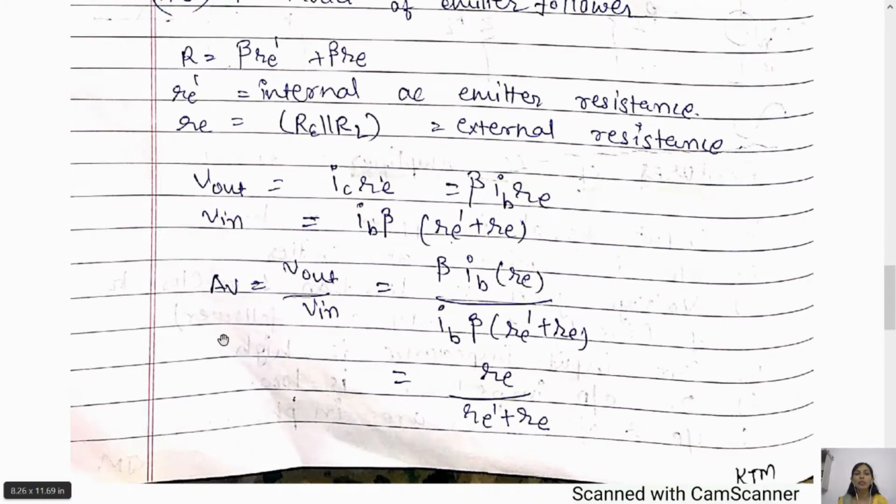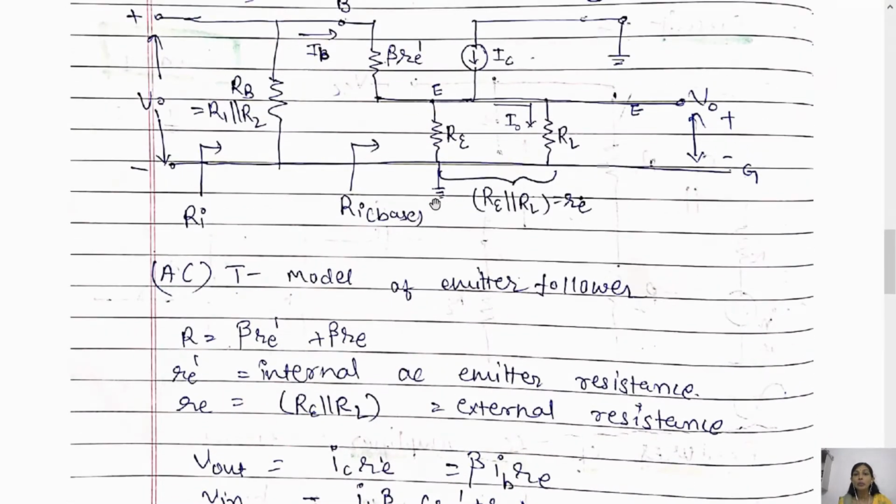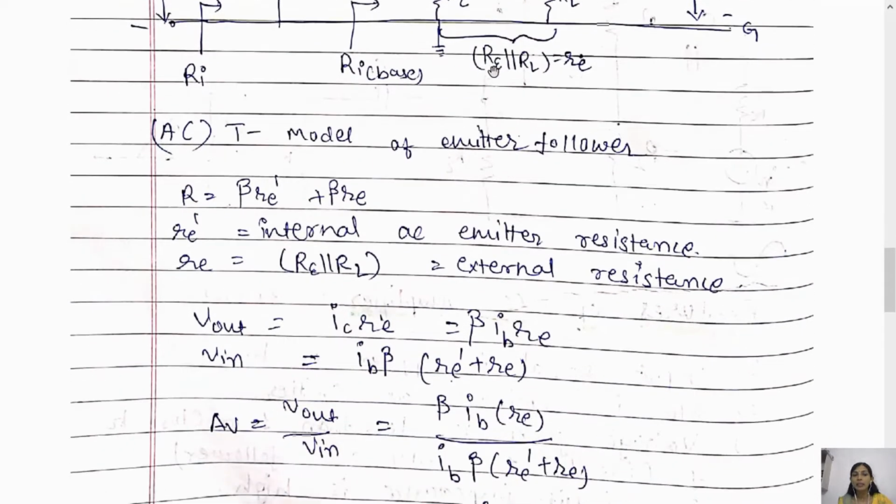Now come to the main point, voltage gain, AV equal to V output upon V input. As per the definition, V output is equal to IC into RE. And V input is equal to IB into the total resistance R. Whatever the V out or V in formula, it is always equal to I into R. You all know Ohm's law. So this is the output side, IC into RE, and this is the input side formula, I into R.